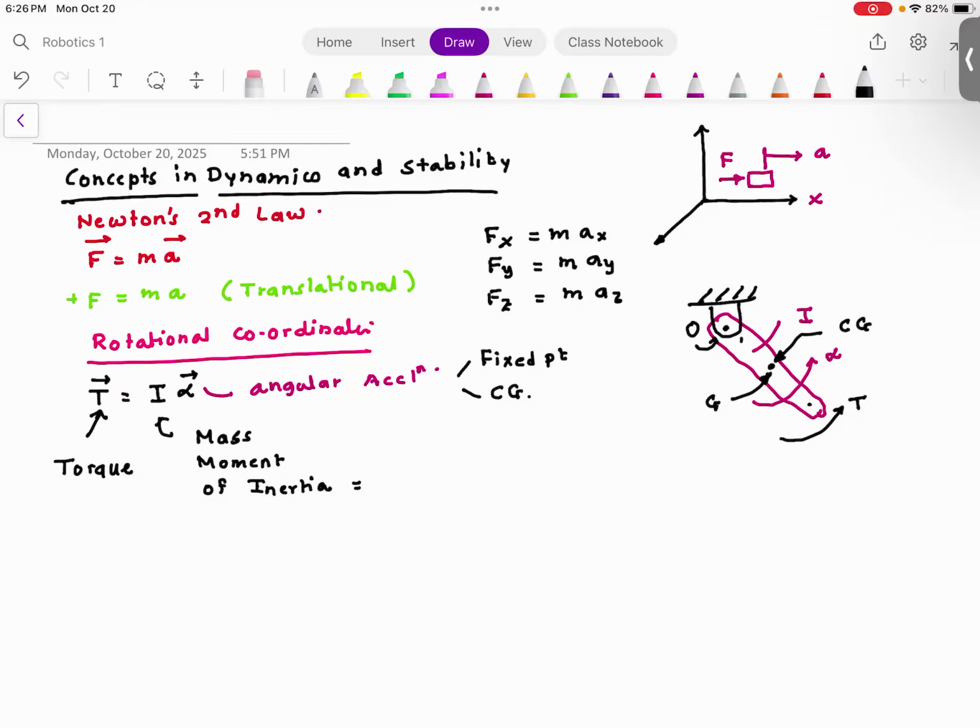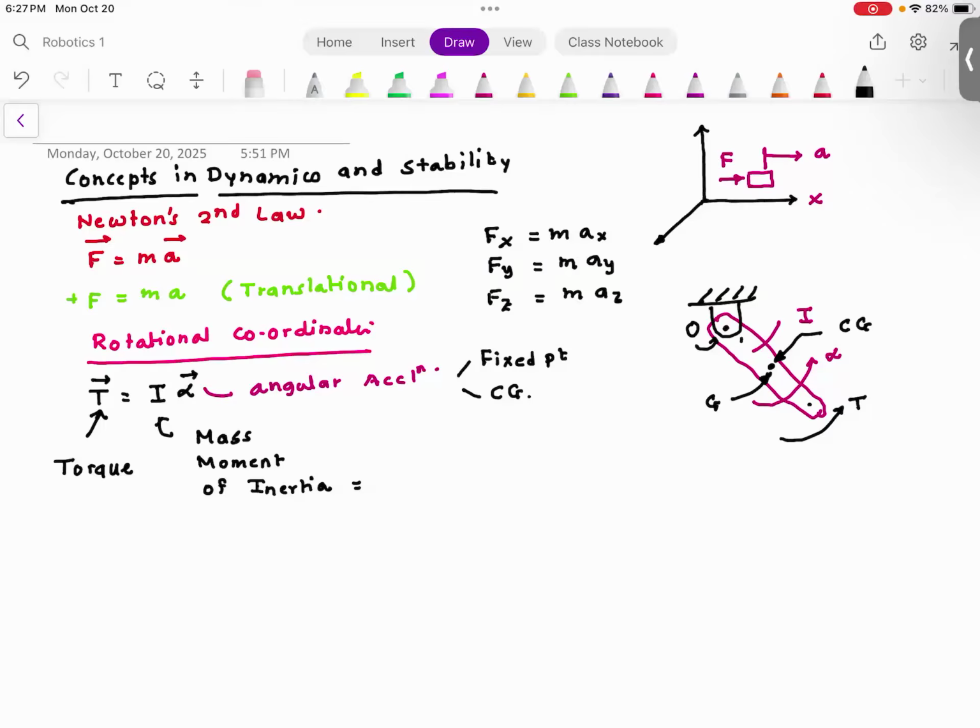Now, Newton's law of inertia says, if the object is in motion, it will continue to stay in motion. If the object is at rest, it will continue to stay at rest. That is the natural tendency. We don't want to change our state that easily. We are resistant to change. Same thing, mass moment of inertia is how difficult or how easy it is to create a motion about the point.